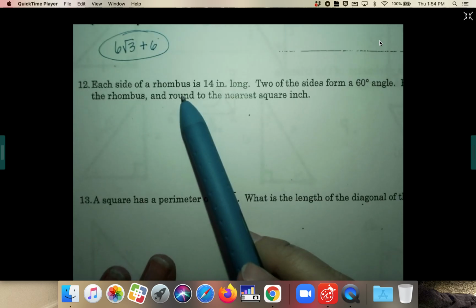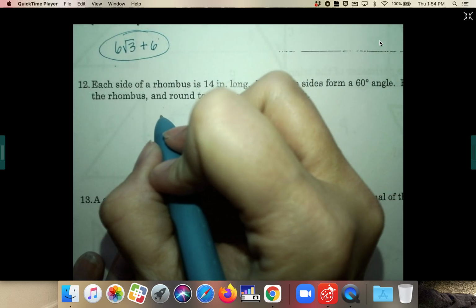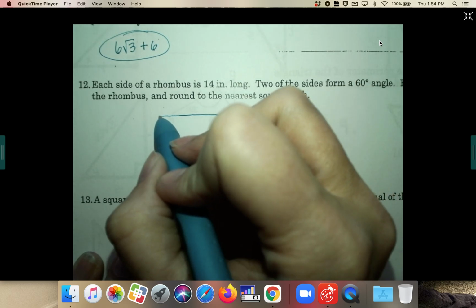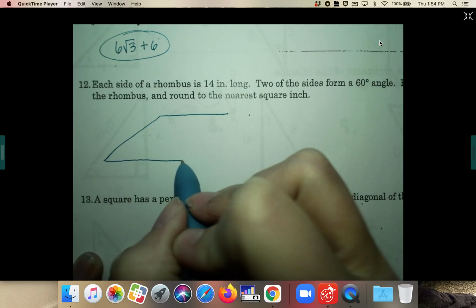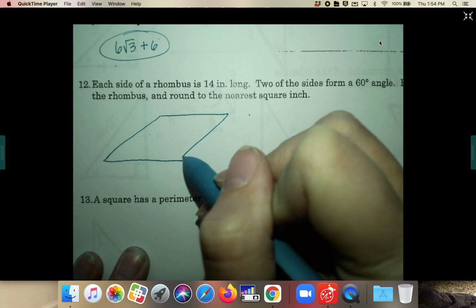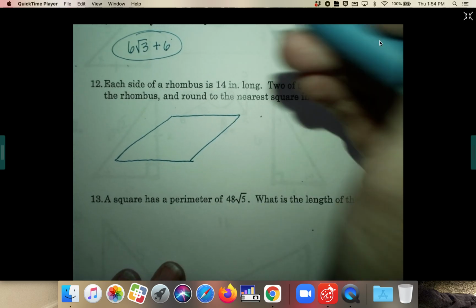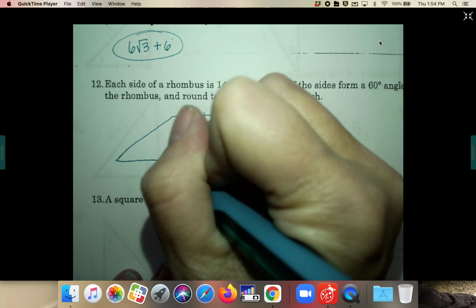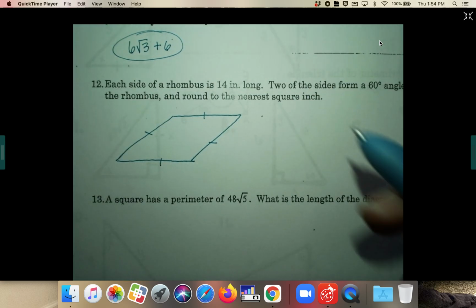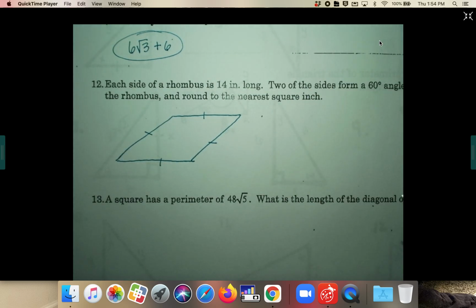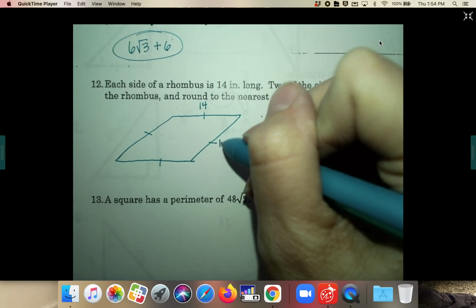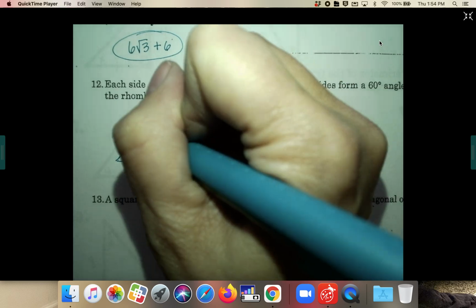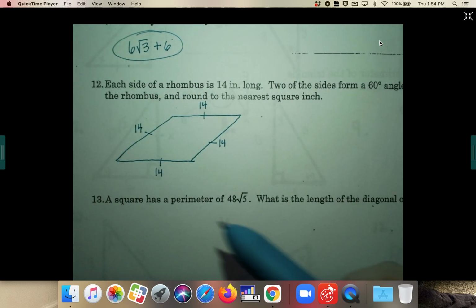So each side of a rhombus is 14. All right, let's jog your memory. A rhombus is kind of like a square in that all four have side lengths that are the same. This is a terrible picture of a rhombus, I'm sorry. All four side lengths are the same, but it's different than a square in that they are not 90-degree angles in the corners. But a rhombus has 14, 14, 14, and 14 because what we know about a rhombus is all side lengths are the same.